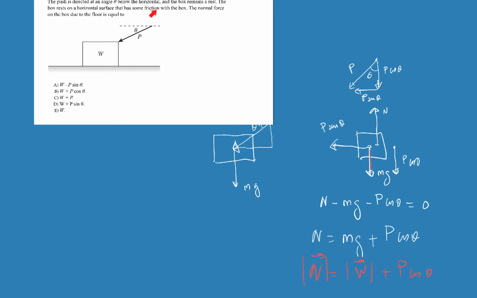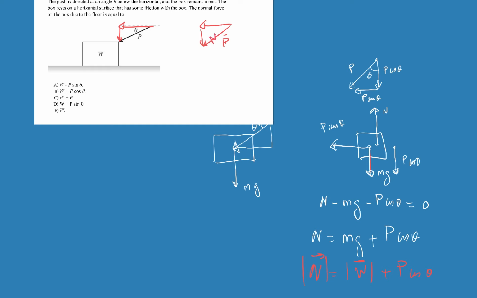It's not asking about the friction force. So we know that the sum of all the forces is zero. So how do we do this problem? We imagine that this P can be treated like two forces. One is going to the right, the other one is going downwards, because this one plus this one will make the P.